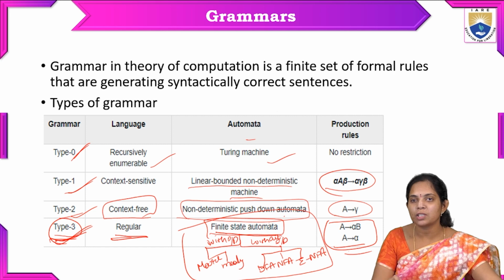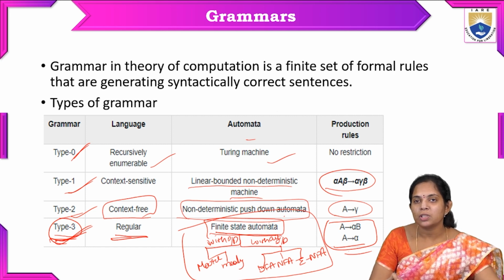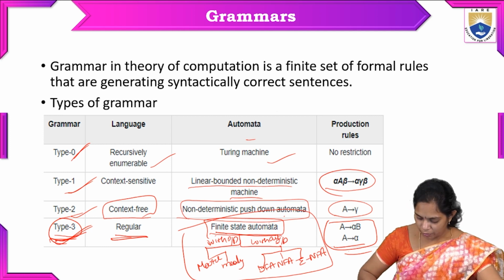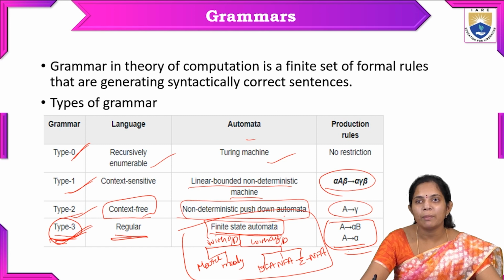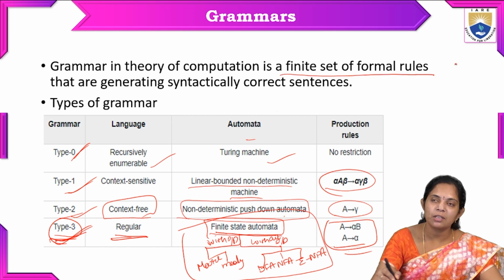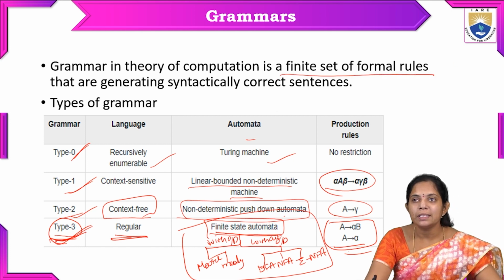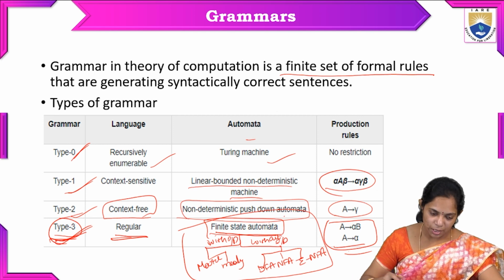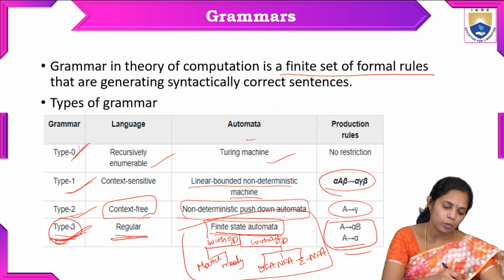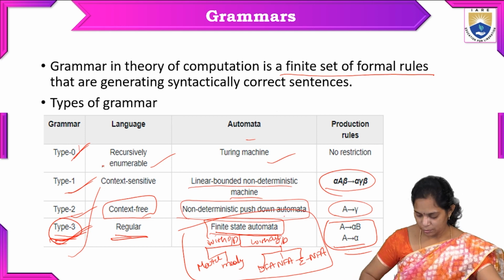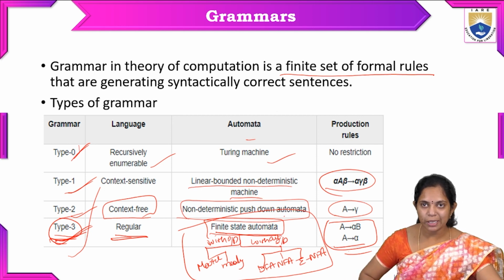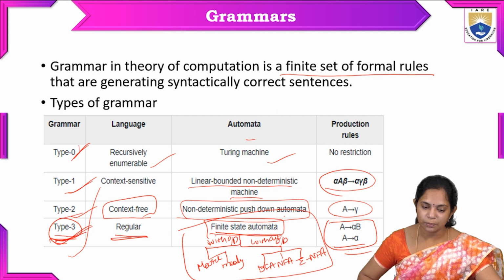We will see how to form these production rules, and what production rules a linear grammar has. This is about what is meant by grammar. A grammar in theory of computation is a finite set of formal rules that generate syntactically correct sentences. Here we have four types of grammars. Now we are discussing the type 3 grammar, the language formed with regular language and finite automata, and these are the production rules.